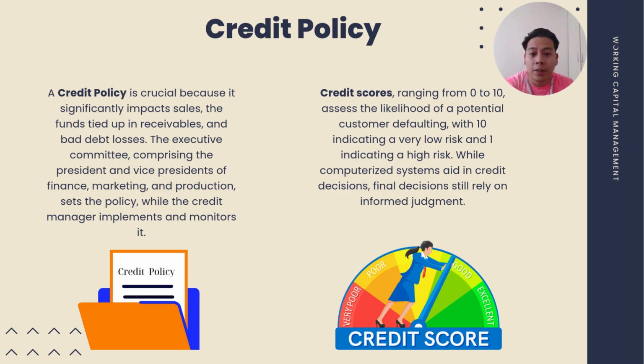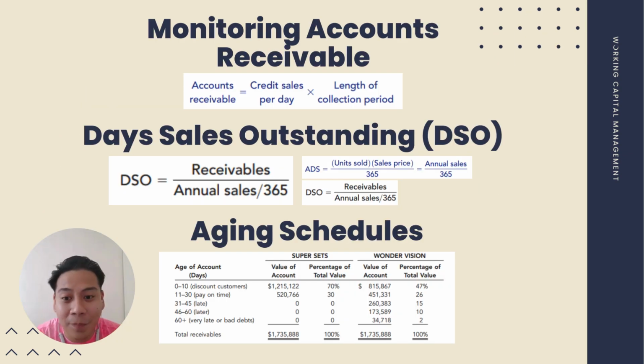Now, next is monitoring accounts receivable. The total accounts receivable at any time is influenced by credit sales volume and the average collection period. For example, Boston Lumber Company has daily credit sales of $1,000 and a 10-day payment period. It needs $10,000 in receivables. If sales double to $2,000 per day, or the collection period extends to 20 days, receivables would also increase, requiring additional capital.